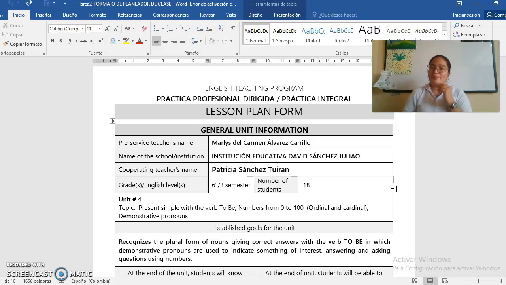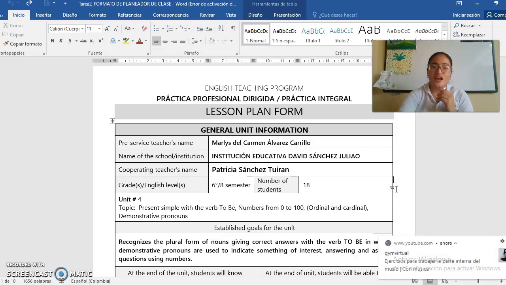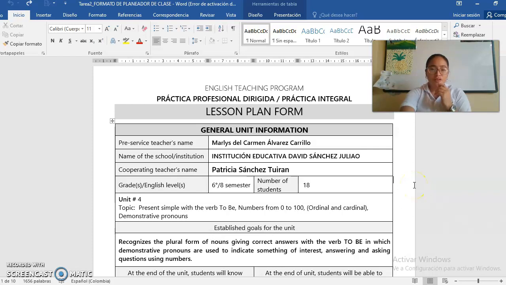English teaching program. Integral practice. General unit information. Preservice teacher name: Marley del Carmen Álvarez Carrillo. Name of the school: Institución Educativa David Sánchez Julián. Cooperating teacher name: Patricia Sánchez Tiurán. Grade 6. Number of students: 18.